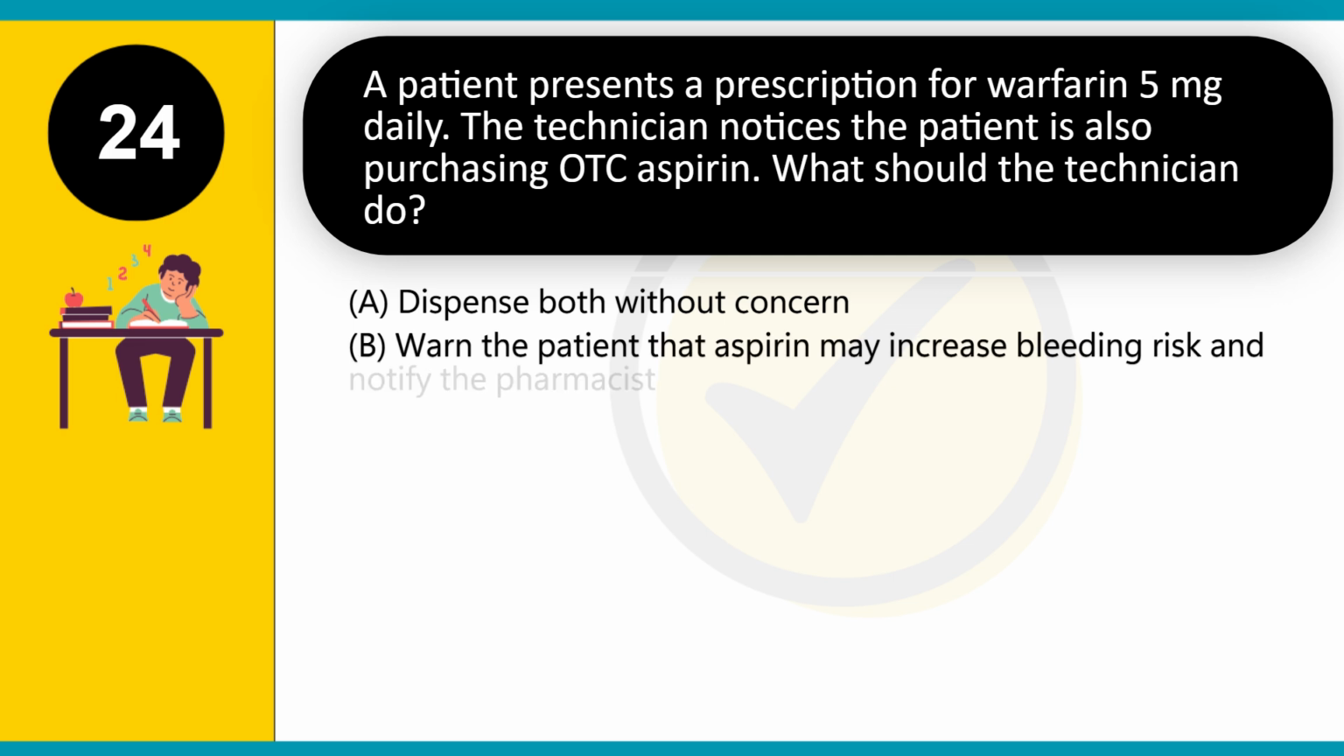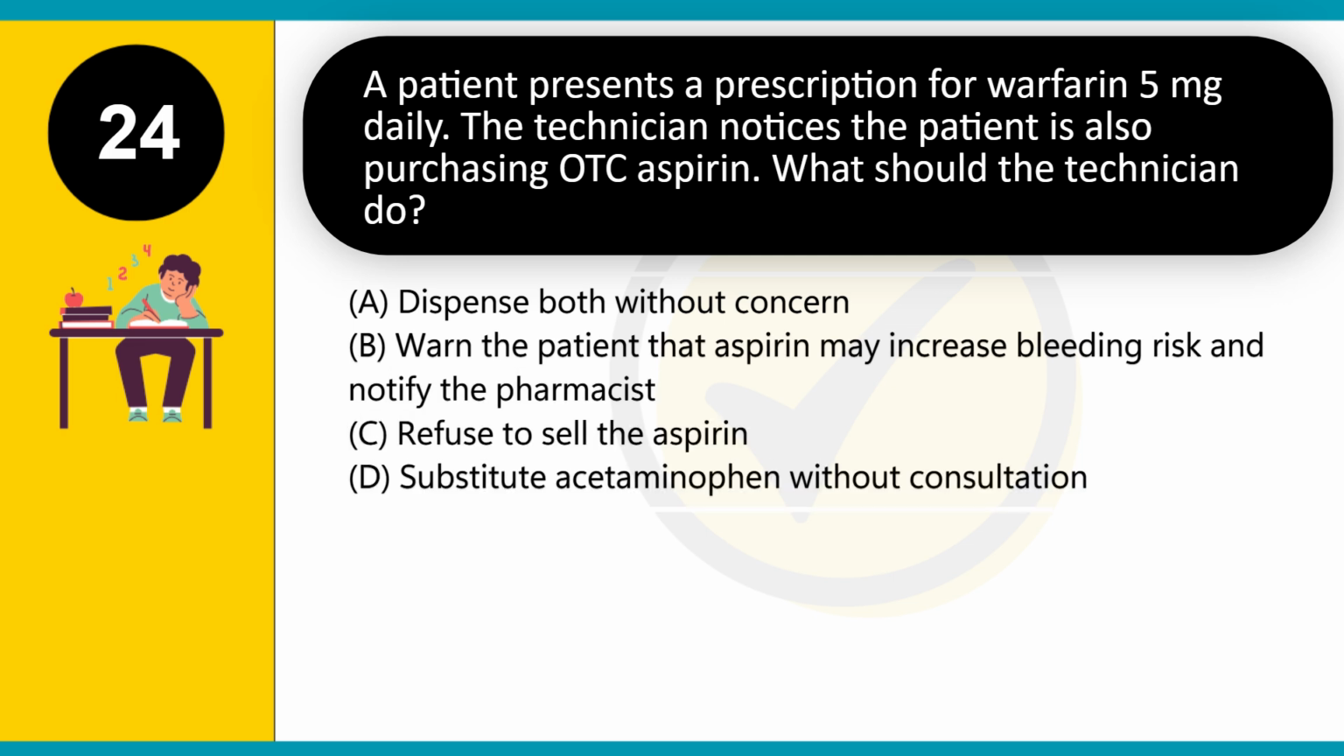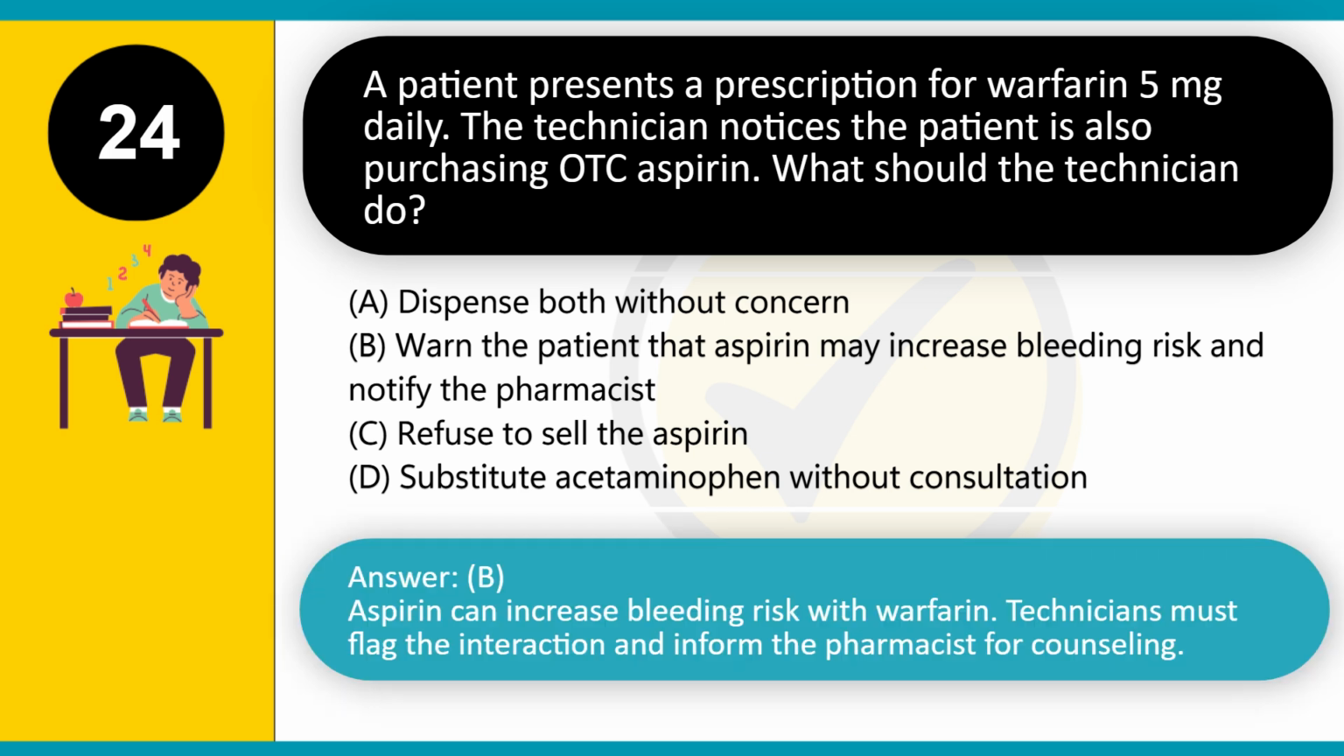A patient presents a prescription for warfarin 5 mg daily. The technician notices the patient is also purchasing OTC aspirin. What should the technician do? A. Dispense both without concern. B. Warn the patient that aspirin may increase bleeding risk and notify the pharmacist. C. Refuse to sell the aspirin. D. Substitute acetaminophen without consultation. Answer, B. Aspirin can increase bleeding risk with warfarin. Technicians must flag the interaction and inform the pharmacist for counseling.